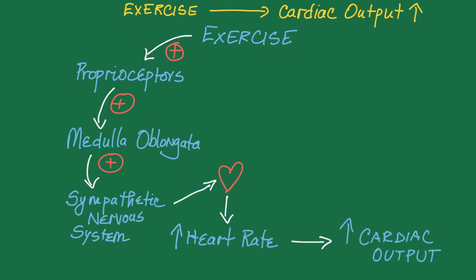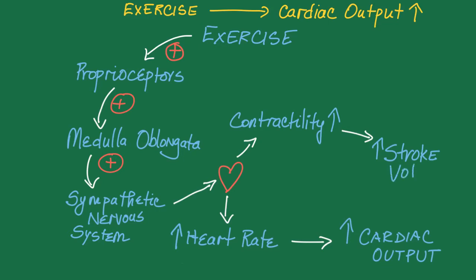What about the force of contraction? The sympathetic nervous system also makes the contractility go up. So when contractility goes up, it increases the stroke volume. So stroke volume increases as well. As we know, when stroke volume increases, cardiac output also increases.